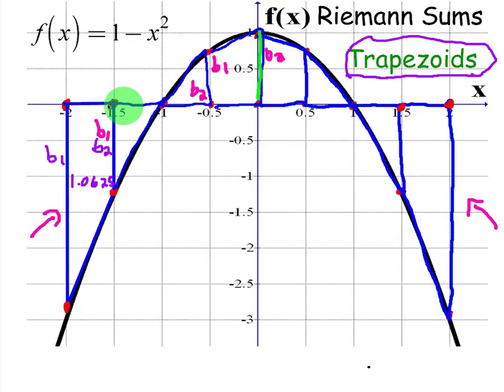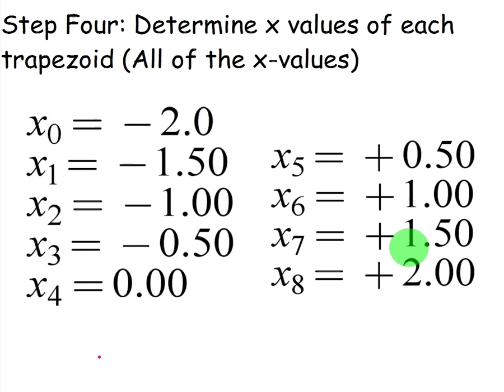But starting with your first and second trapezoid, they share a common base. So that base will occur twice. This is going to happen every single time for all these trapezoids in the middle. So think about that as you do the shortcut for trapezoids. You only use your left and rightmost x value once for your bases. All the ones in between are used twice.